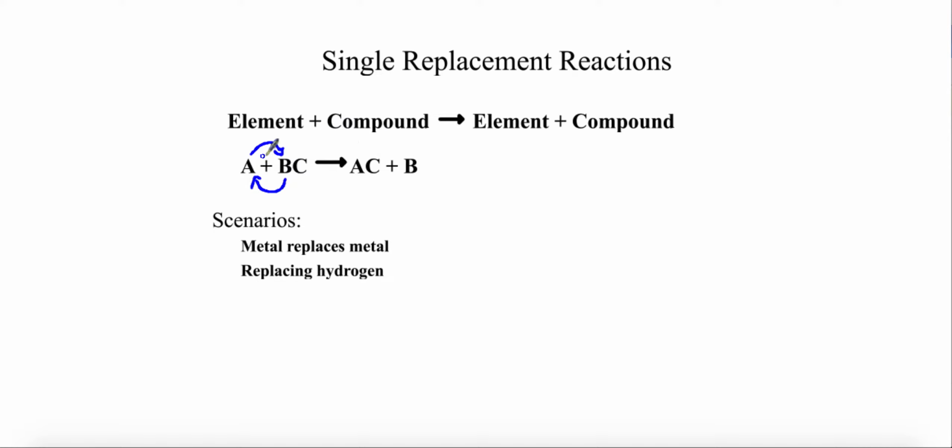So if element A replaces element B in the compound, you're going to form a brand new compound, AC, and you're going to form element B on its own. So you were replacing one part of a compound. So the two scenarios we want to look at here are when metals replace each other and when a metal is used to replace a hydrogen atom.